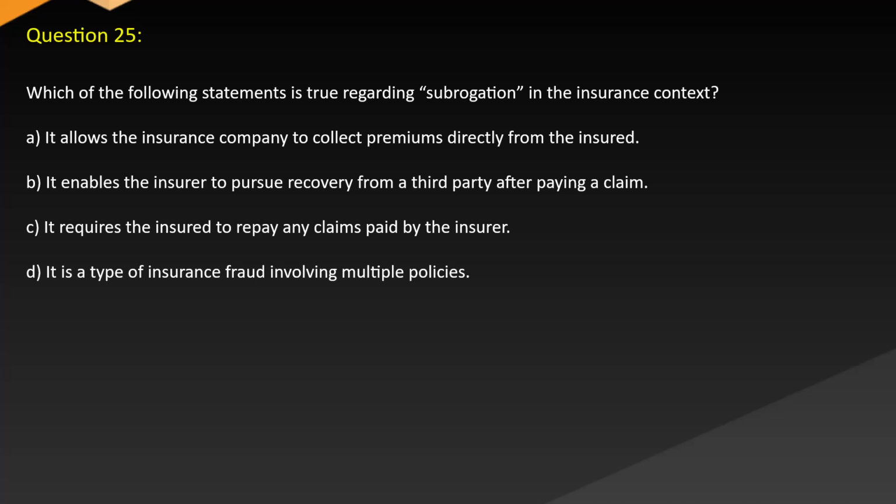Question 25. Which of the following statements is true regarding subrogation in the insurance context? A. It allows the insurance company to collect premiums directly from the insured. B. It enables the insurer to pursue recovery from the third party after paying a claim. C. It requires the insured to repay any claims paid by the insurer. D. It is a type of insurance fraud involving multiple policies.